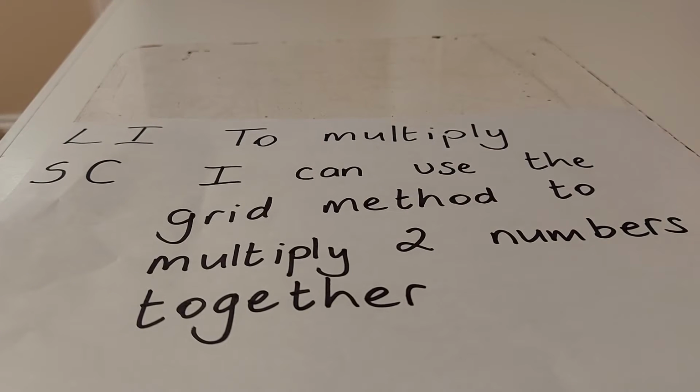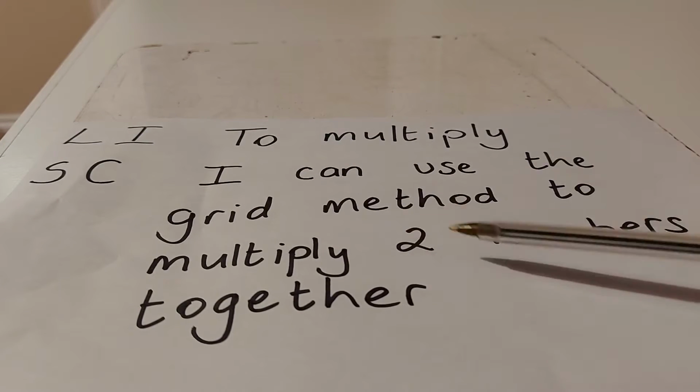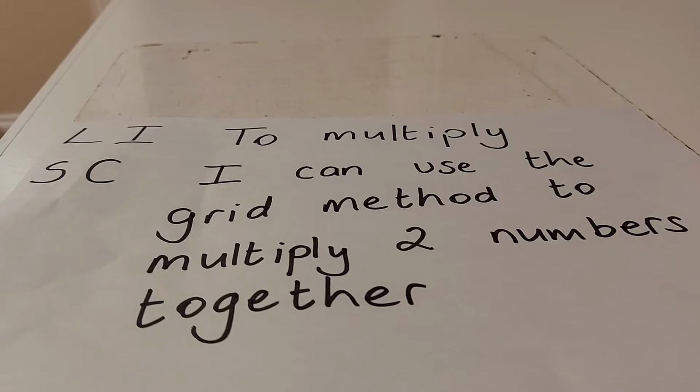And our success criteria, what I want you to do by the end of the lesson is: I can use the grid method to multiply two numbers together. We're working towards multiplying larger numbers and using a more formal method. So yesterday we were using partition strategies and we were working mentally.